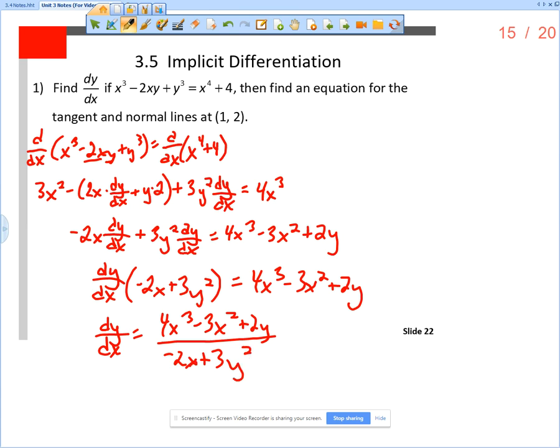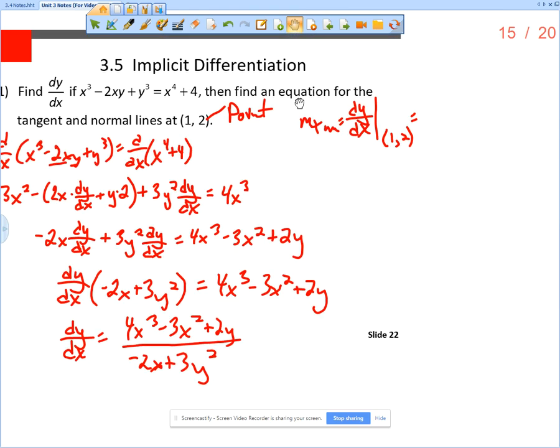Now, what is this? Well, this is dy/dx, which is a formula for the slope of the tangent line. Now it says find an equation for the tangent and normal lines. One thing, you already know the point, right? You had to be given the whole point (x, y), because we don't have an equation solved explicitly for x or y. So then all we need is the slope. What is the slope of the tangent line? Remember, the slope of the tangent is going to be dy/dx evaluated at (1, 2). What does that mean? That means x equals 1, y equals 2.